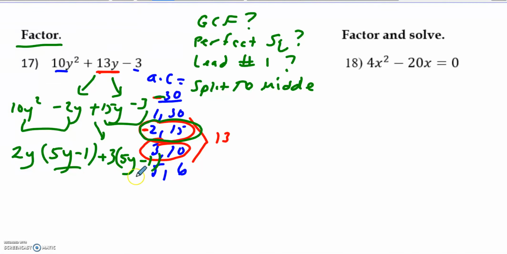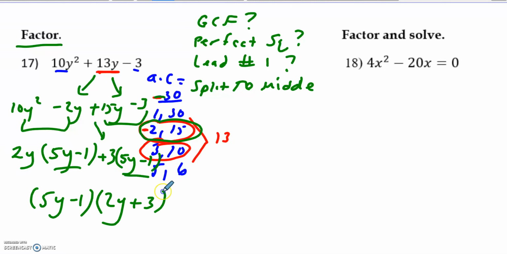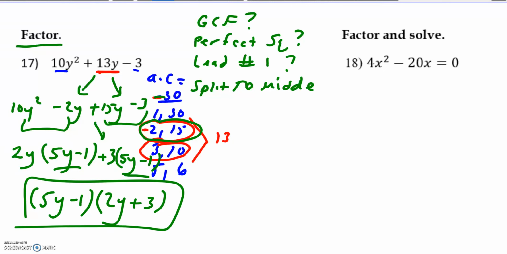So it looks like both of my parentheses are the same, so one factor is the 5y minus 1, and the other factor is what I'm left with, which is 2y plus 3. And so this is my answer, and again, I did not solve because I do not see an equal sign in this problem. So I'm done here.